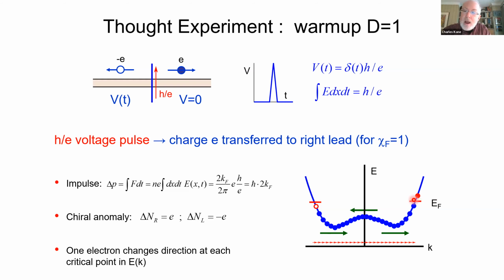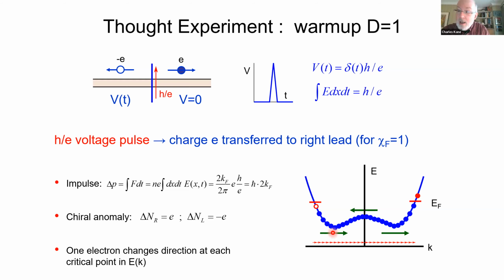Okay, but now I can think about it this way. The reason the right-moving and left-moving electrons aren't conserved is that at every critical point, exactly one electron changes direction. That's where the chiral anomaly happens, the violation of the conservation of the right and left movers, precisely because one electron changes its mind at every critical point.